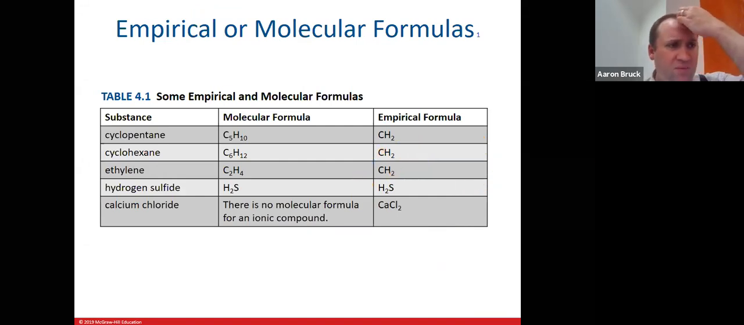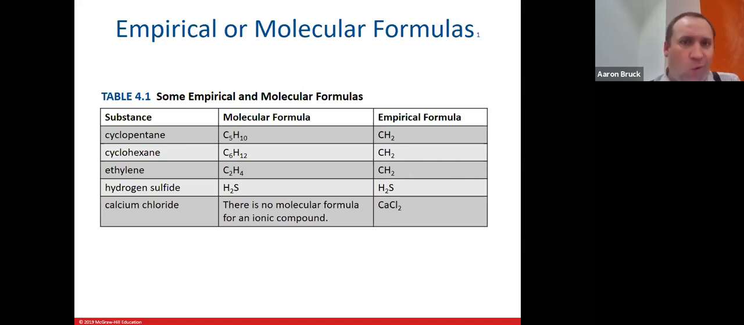So when it comes to identifying empirical and molecular formulas, the real question that you have to ask yourself is this: does the formula that I'm given reduce? Think about the concept of reducing fractions that you learned in algebra. If I can take both of those subscripts and divide them by a common factor and get whole numbers at the end, then what I'm dealing with is a molecular formula that is not an empirical formula.